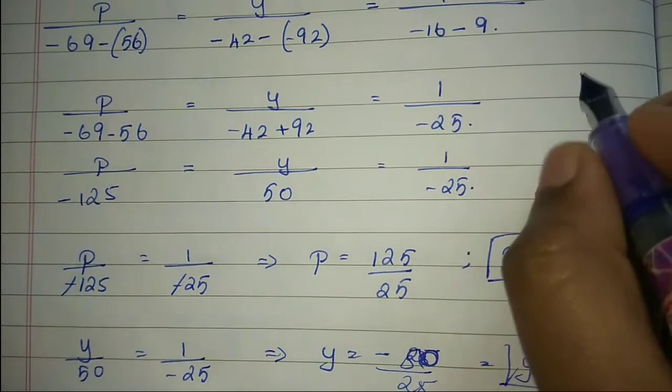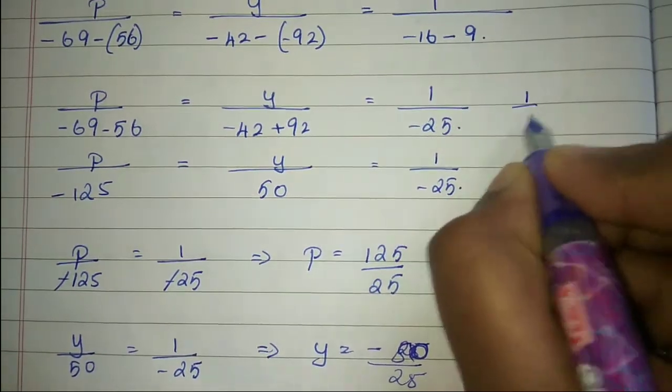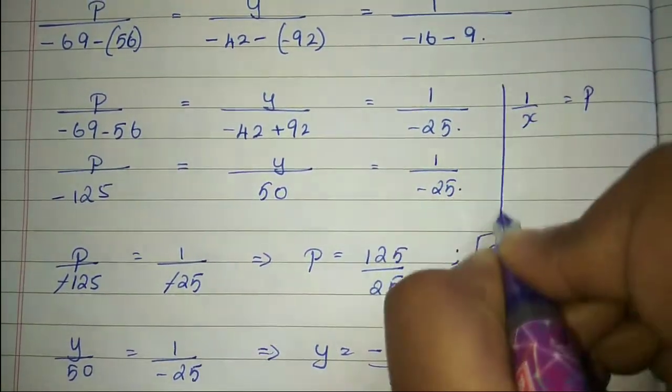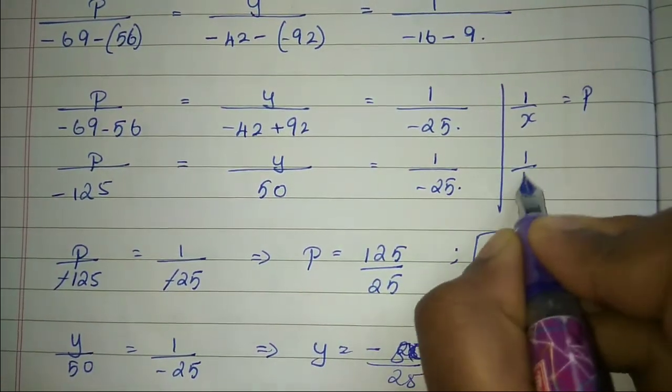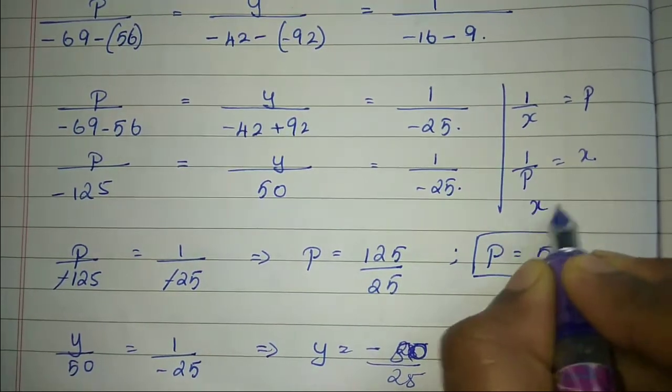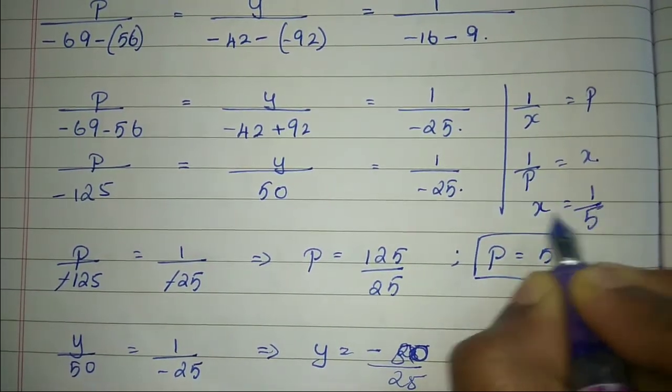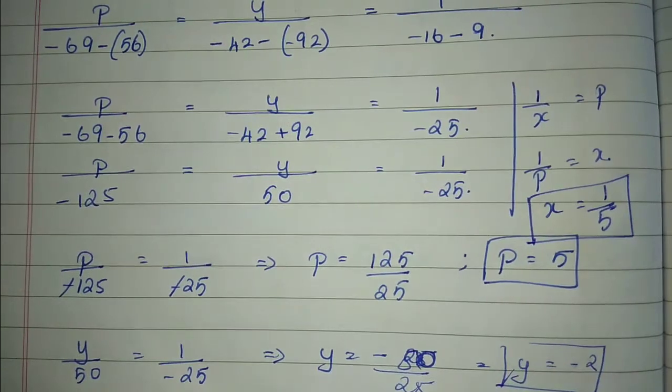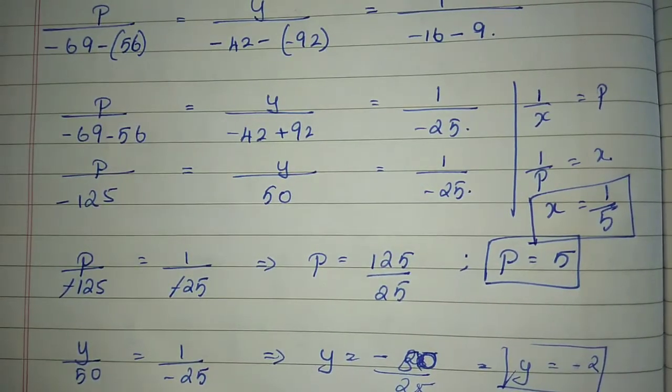So we also said that 1 by x is equal to p. No? So therefore 1 by p is equal to x. So therefore x is equal to 1 by 5. So x is equal to 1 by 5 and y is equal to minus 2.